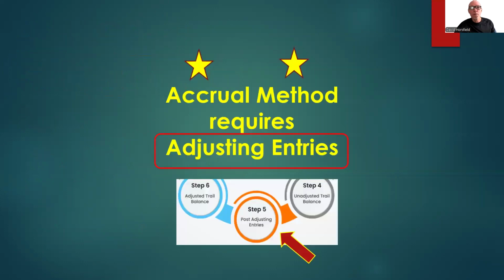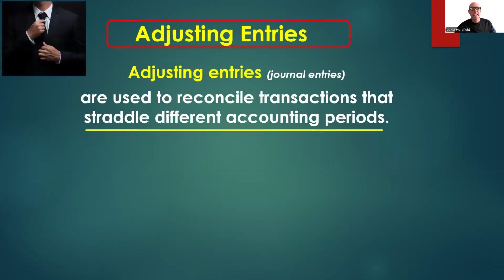So we know that accrual accounting, which is what most businesses use, requires adjusting entries. If you think about the cycle of the accounting cycle, we are at the post-adjusting entry stage, which is why we're playing with adjusting entries. Now, let's have a quick look. Adjusting entries are journal entries that are used to reconcile transactions that straddle across different accounting periods.